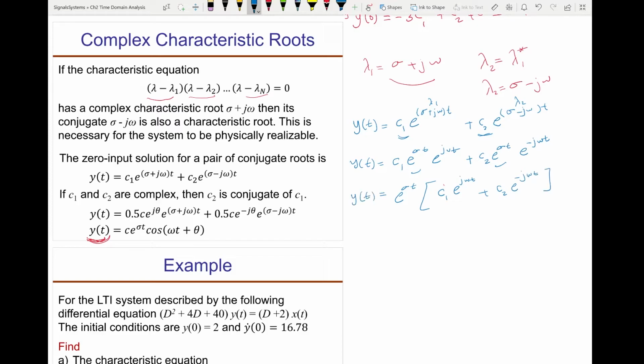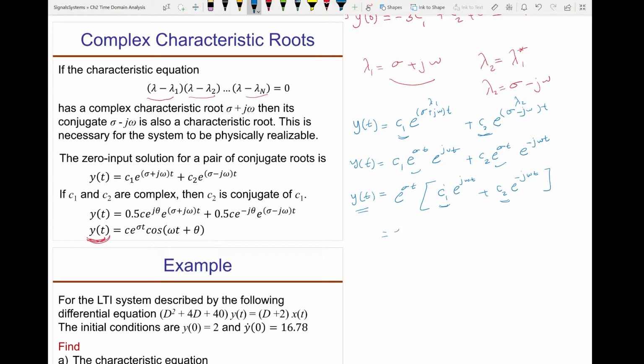Now we know this is a real system, so y of t has to be a real signal. And the only way for it to be a real signal, when you solve for c1, c2, is that if they are real numbers, then they will be equal. If c1 becomes a complex number, then they have to be conjugates of each other. So let's take the general case that c1 and c2 are complex numbers when we use the initial conditions.